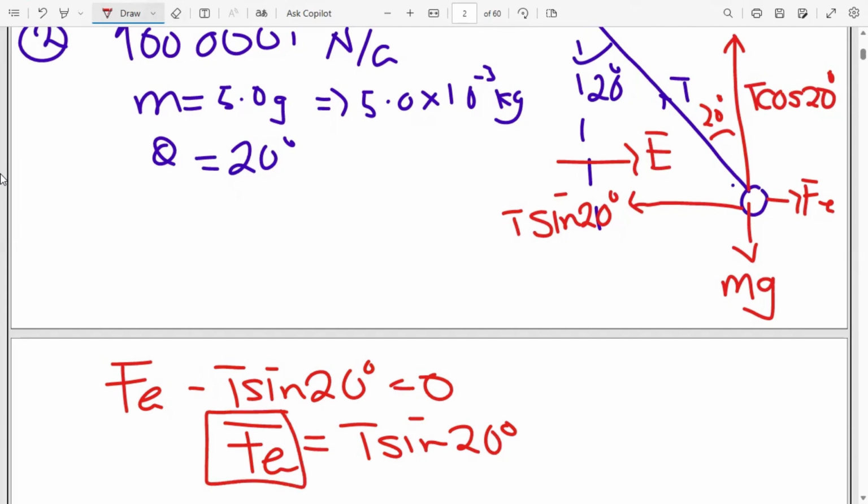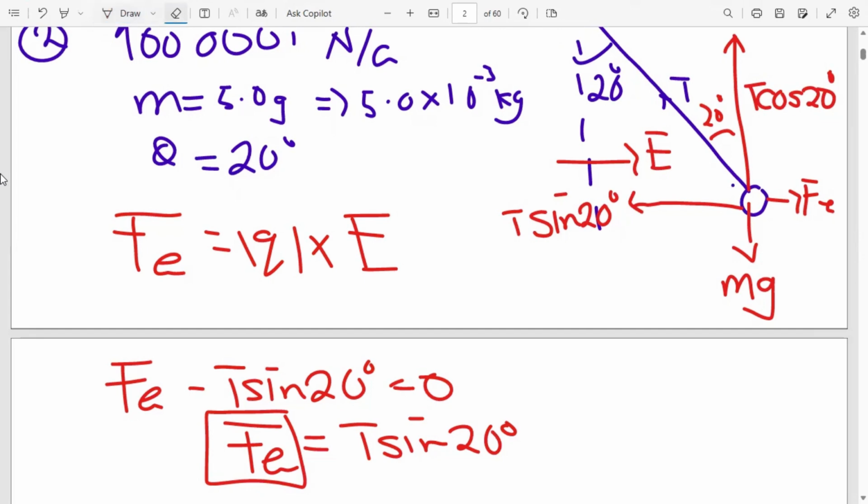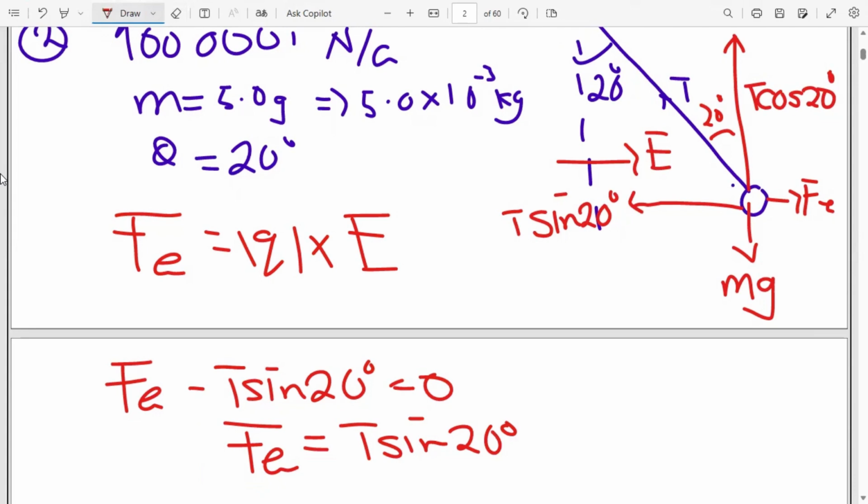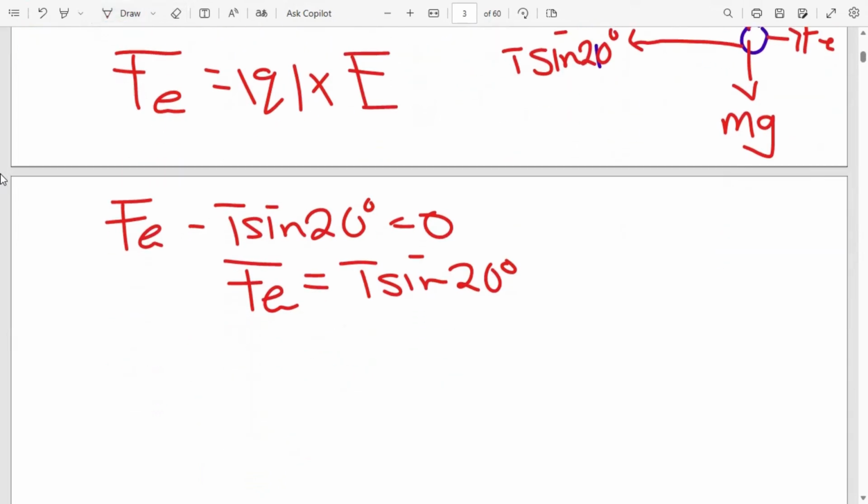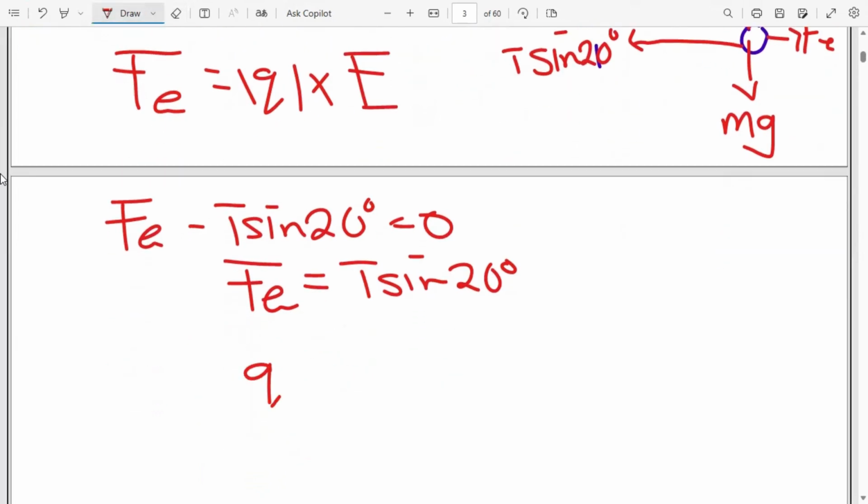What is the formula for Fe? We've talked about this in question 1 to say electrostatic force is a product of the magnitude of charge multiplied by the magnitude of the electric field. We're just going to plug it in where we have our electrostatic force. So I have my Q multiplied by E being equal to T sine 20 degrees. This is the formula that I'm having.